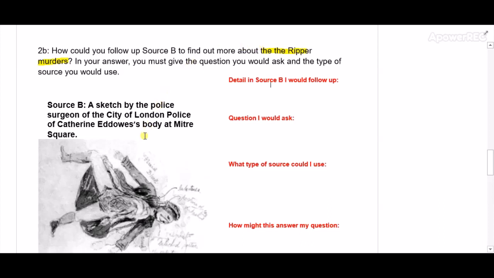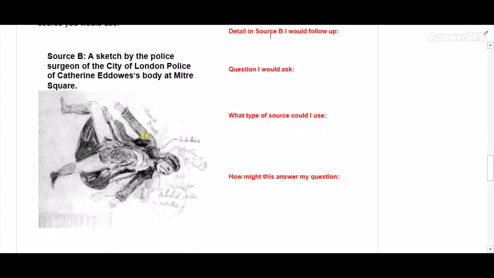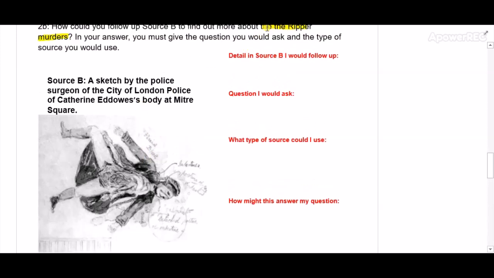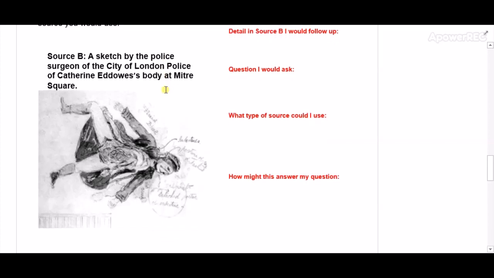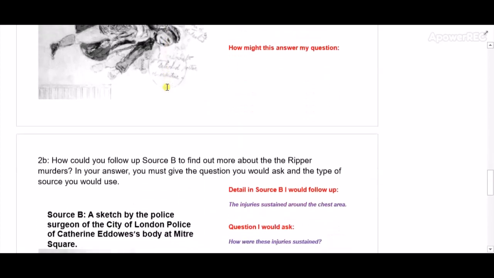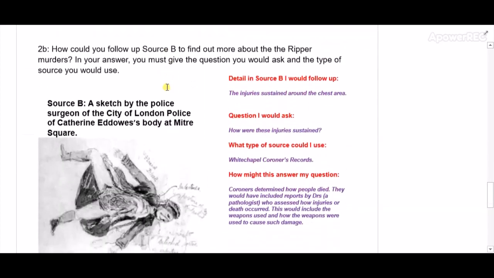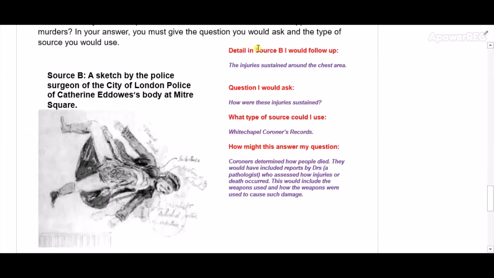So my first clue is source B. So then I've got to simply say, hang on, what part of source B would I like to learn more about, or the detail in source B that I would like to learn more about and follow up to help me learn more about the Ripper murders. So I've actually done a Blue Peter, so if I keep scrolling down, I've decided the part of the source that I would like to follow up is the injury sustained around the chest area.